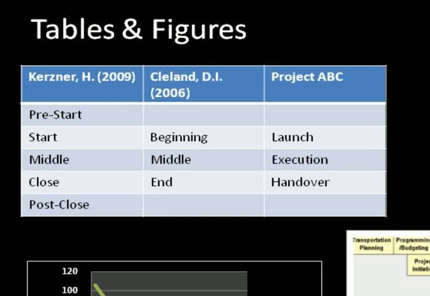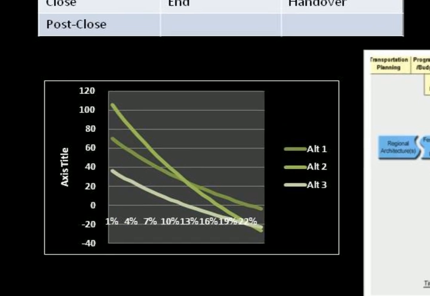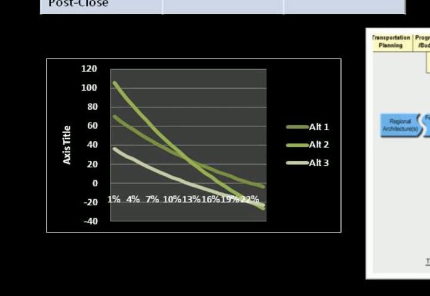So here's a table. Now I've made up the contents of this table, but in the table what I'm doing is conducting a critical analysis. I'm comparing Kerzner with Cleland and with what was done on project ABC. Now this gives me an opportunity to talk about the similarities, but also to talk about the gaps, the differences.